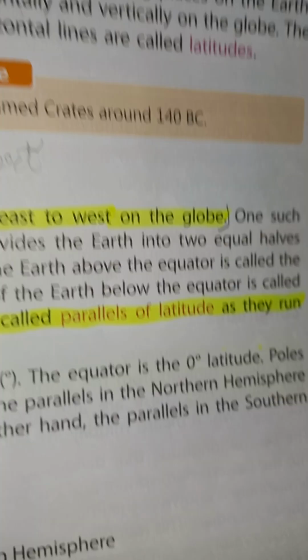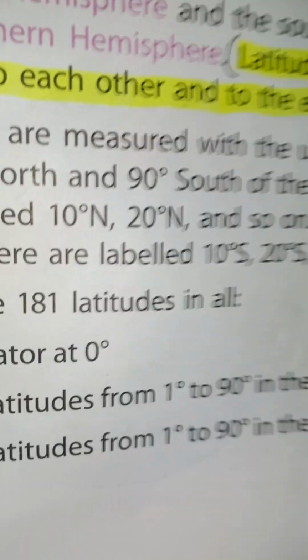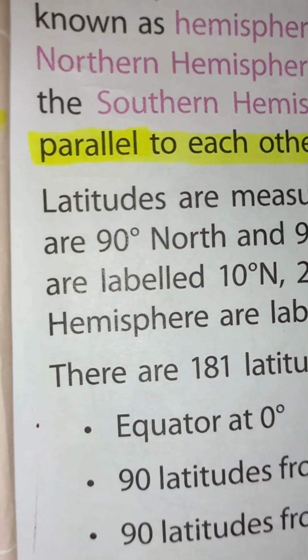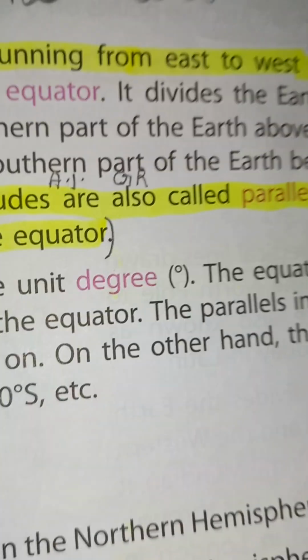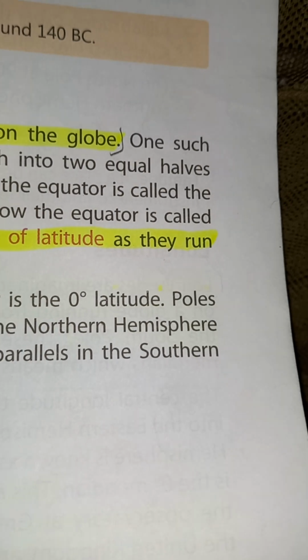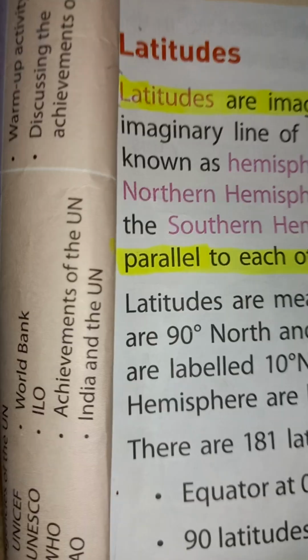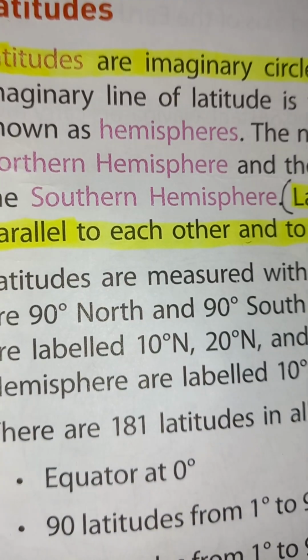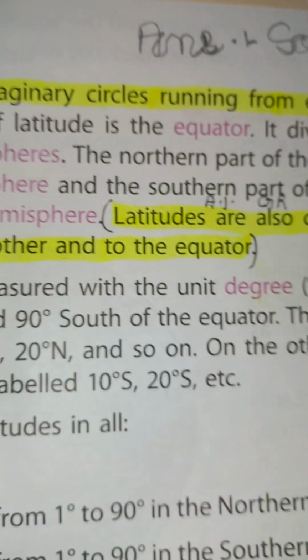Latitudes are also called parallels of latitude as they run parallel to each other and to the equator. Latitudes are measured in degrees. The equator is the 0 degree latitude. Poles are 90 degrees north and 90 degrees south of the equator.